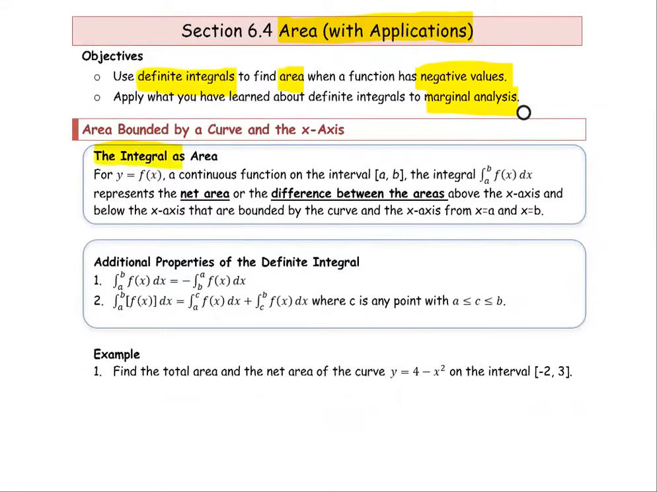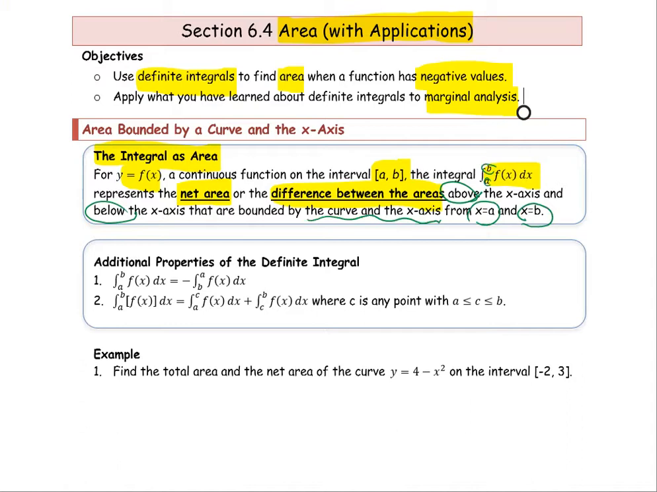As we see the integral as an area, for the function y equals f of x as a continuous function on the closed interval [a, b], the definite integral from lower limit a to upper limit b of f of x with respect to x represents the net area, or the difference between the areas above the x-axis and below the x-axis that are bounded by the curve and the x-axis from x equals a to x equals b. Recall a and b are the lower limit and upper limit respectively.